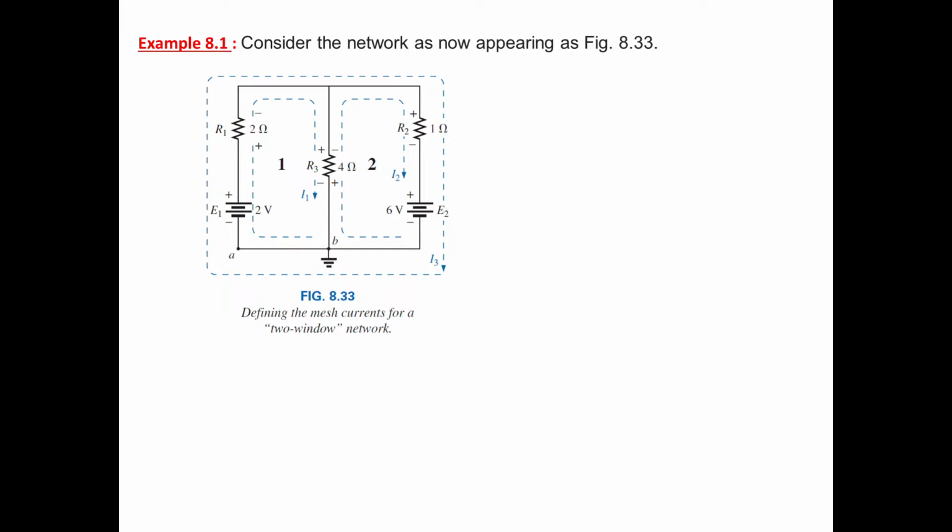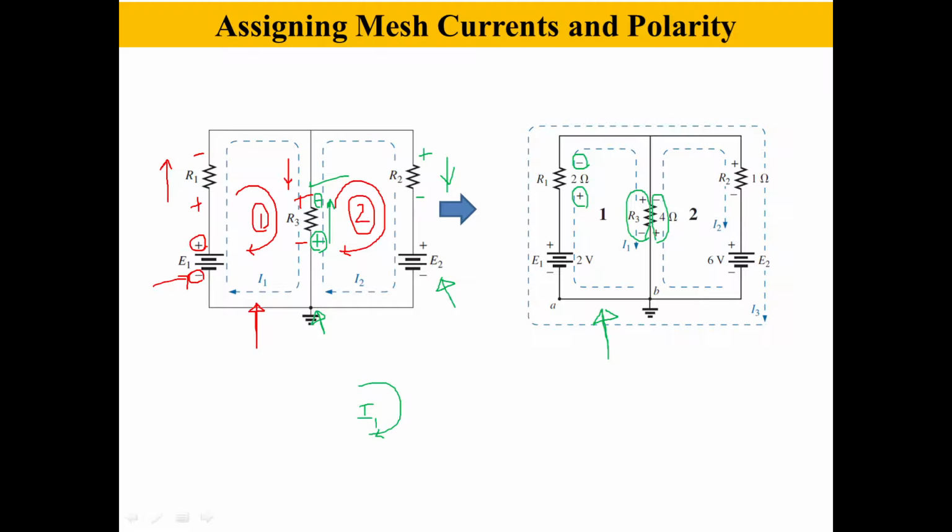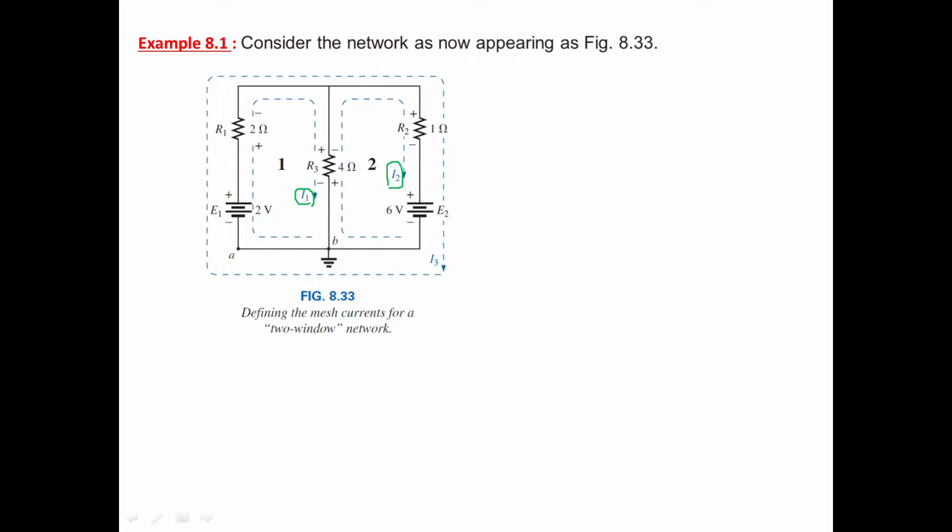So here what we are trying to do is find the value of the mesh currents I1 and I2. We have already completed the first two steps. So what is the third step? The third step is to write the Kirchhoff's voltage law equation. How do you write Kirchhoff's voltage law equation?